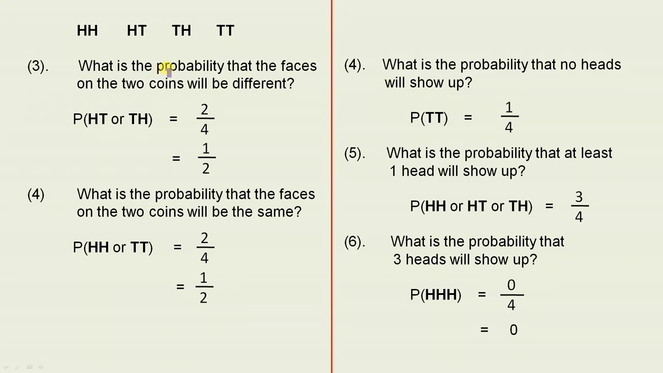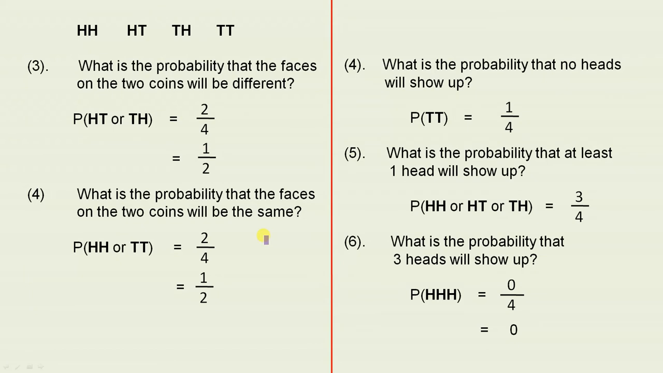What is the probability that the faces on the two coins will be different? I've just repeated the sample space here to make it easy for us. So we want the probability that the faces on the two coins are different. That means it'll be a head, tail, or tail, head. Well, there are two of those. So two of those out of four possibilities gives you a half.